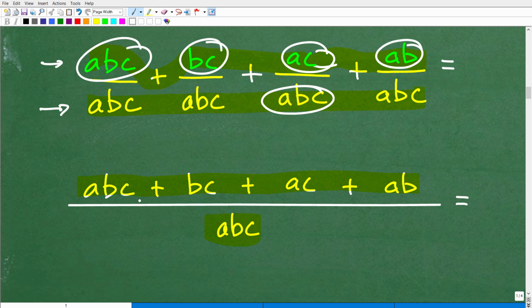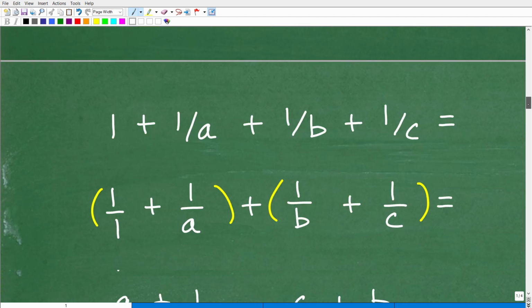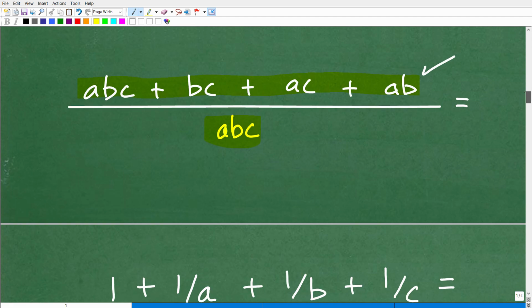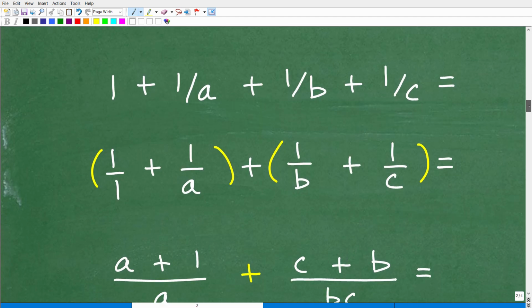Technically, you can have BC plus AC plus AB, and then have the ABC over here. It doesn't make a difference. Order doesn't make a difference, but in terms of ABC being in the denominator, yes, this is our answer. So hopefully you understand this process, but now I'm going to show you a different approach, okay? And both approaches are perfectly fine. Let me just show you this right here.